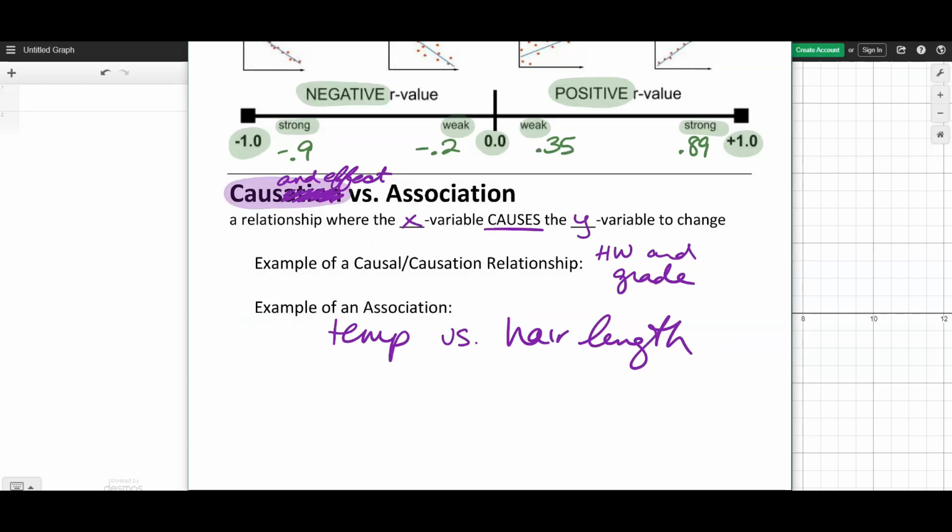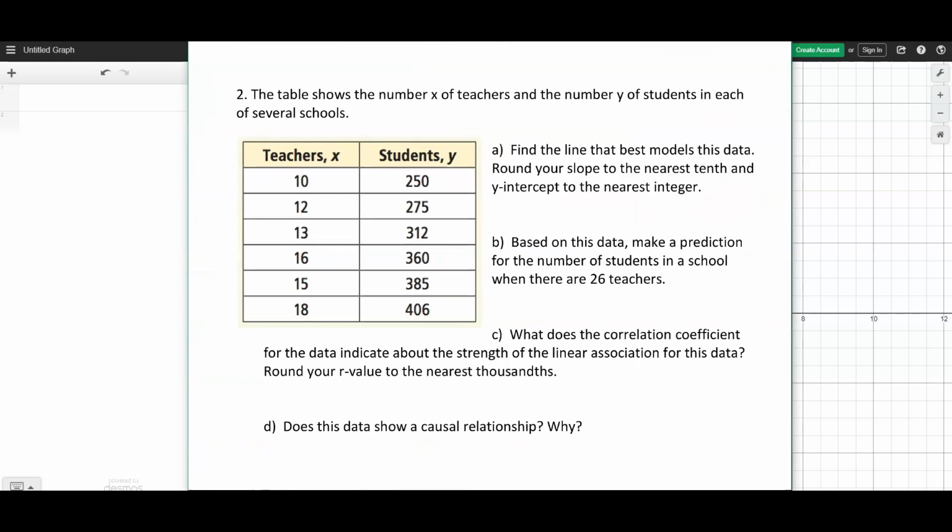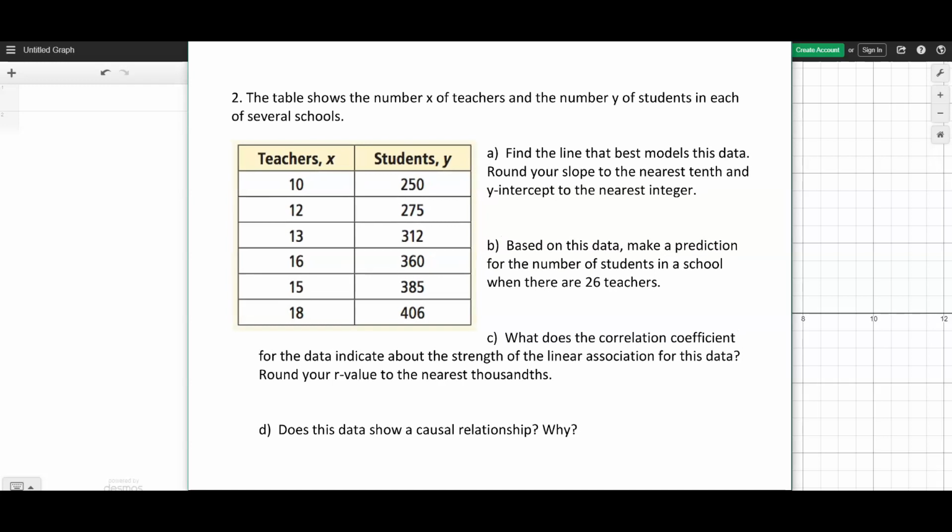We have to go to some example problems because it's not going to make sense till you see an example. So we go to the inside of the notes here. We're actually going to start on question number 2. It says the table shows the number of teachers and the number of students in each of several schools. Here's our data table. So that means at a school with 10 teachers, you're going to have 250 students. On and on. Part A says, find the line that best models this data.